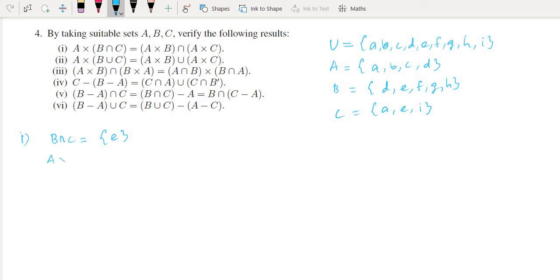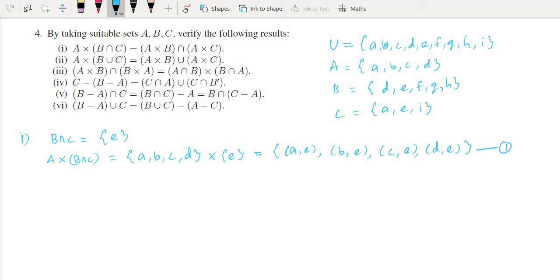Now if I take A cross (B intersection C), A is a, b, c, d, cross e. So what do we mean by Cartesian product of two sets? It is the collection of elements of the form something comma something, where the first element belongs to the first set and the second element belongs to the second set, like (a, e), (b, e), (c, e), and finally (d, e). So let it be equation 1.